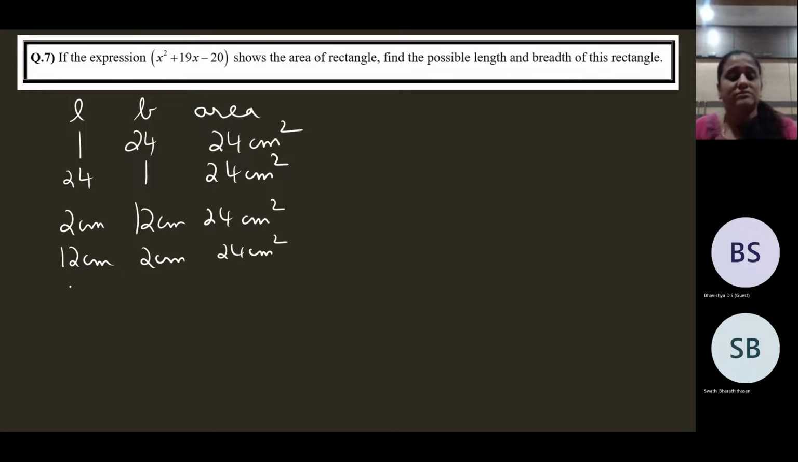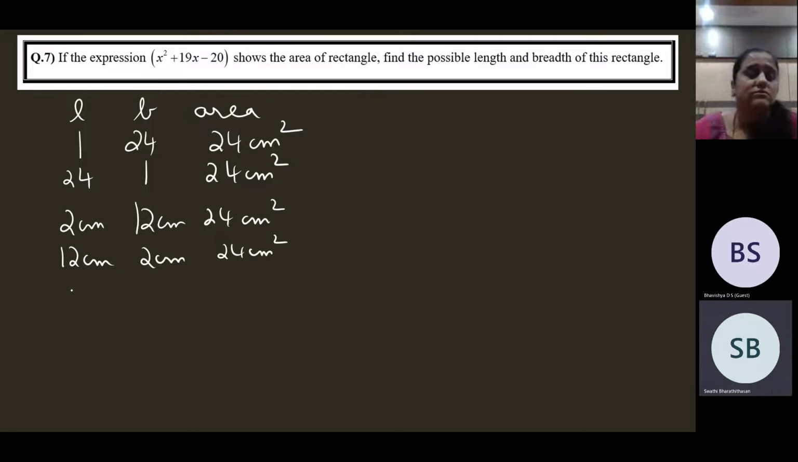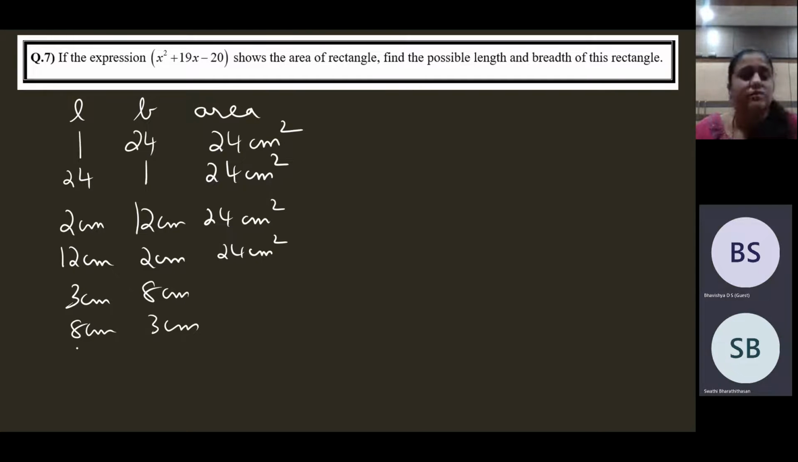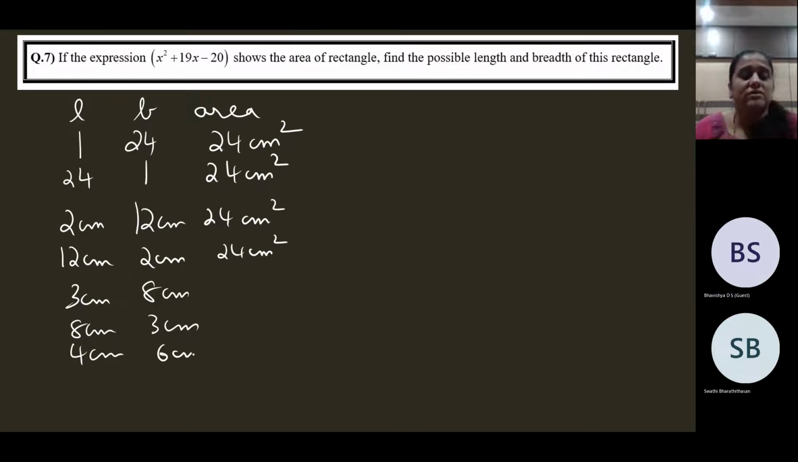Swati, next one. 6 into 4. No, order, darling. Order. 1, 2. After 1, 2, what? 3 into 8. Yeah, 3 centimeter means 8 centimeter, and 8 centimeter means 3 centimeter. Then one more. After 3, 4, is it possible? 4 into 6. Yes, ma'am. If it is 6 centimeter, then it is 4 centimeter.